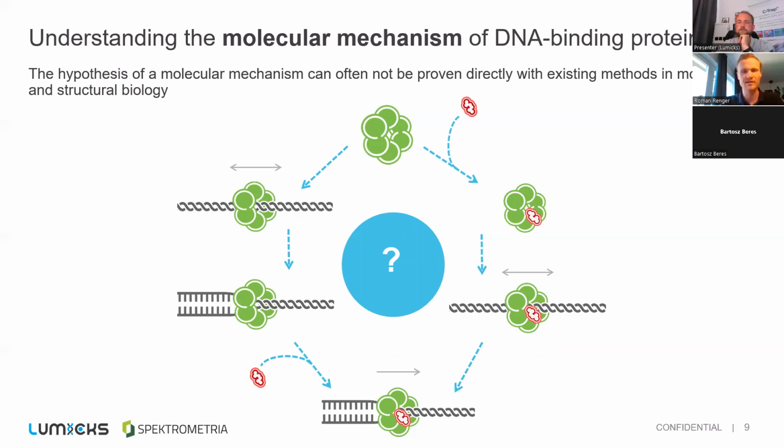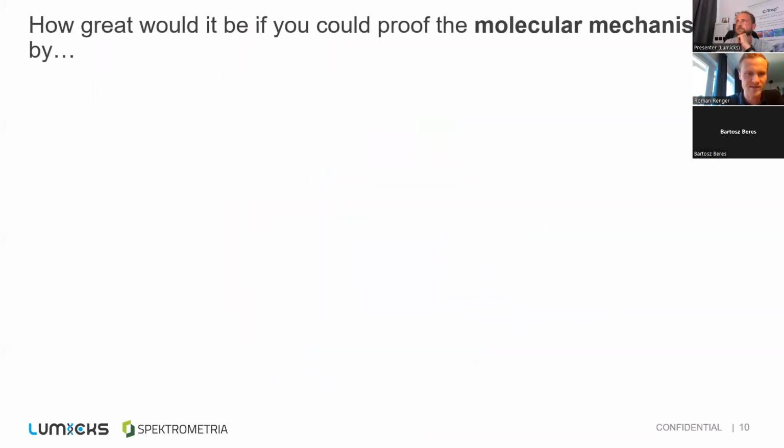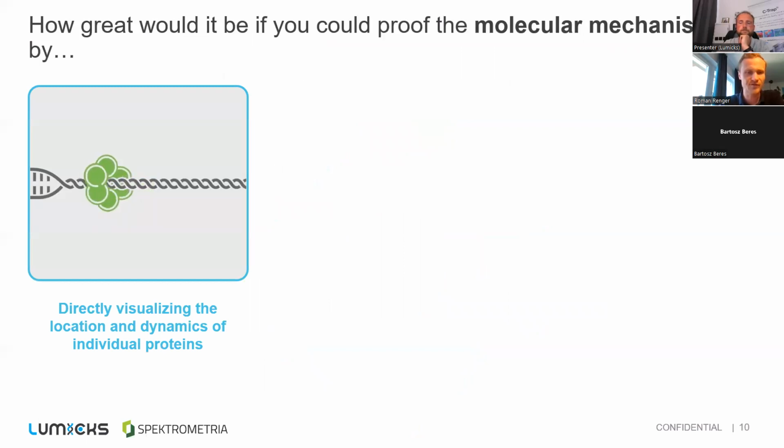And we think that you need three things or three aspects of a tool that could allow you to really distinguish different molecular pathways. The first thing is the following. Actually, it would be really nice to be able to directly visualize the location and dynamics of individual proteins. Just imagine that you have the ability to hold a single DNA molecule and observe how a certain protein binds there and diffuses back and forth.